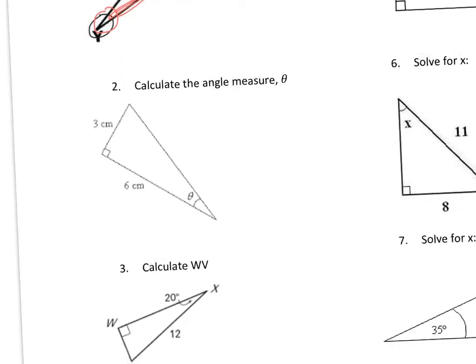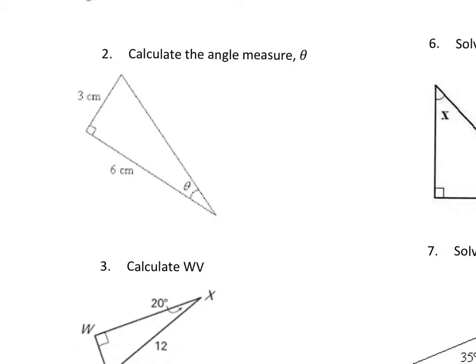Okay, down here, number 2, calculate the angle measure, theta. This is pronounced theta. So, if you look at this angle measure, theta, you have this side right here. So this side is opposite. You also know this side right here, this is the adjacent. So you're going to use the tangent ratio.